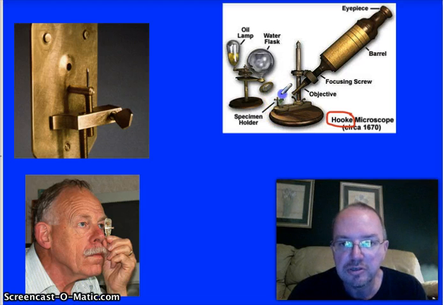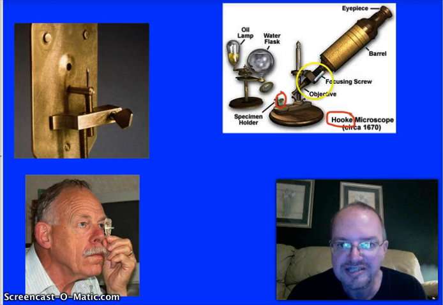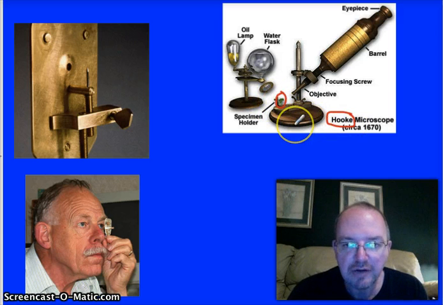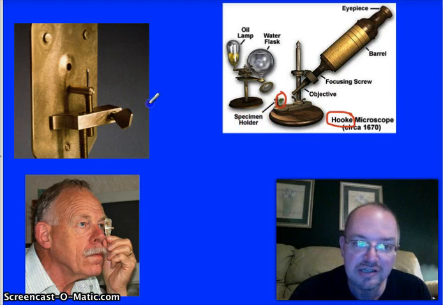Have something here to hold the cork in his case. You have a big barrel type thing. You look in the eyepiece and it focuses in, probably had some kind of lens in here to look at the cork. So that's kind of what Robert Hooke's microscope looked like. Now this right here doesn't look a bit like a microscope, but this is Van Leeuwenhoek's microscope.